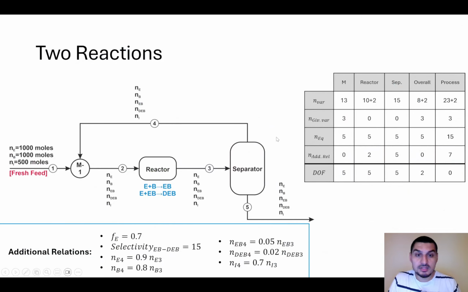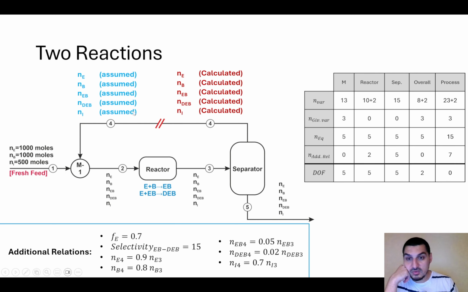So I'll go back to the slides, and the way we are going to do this here is by tearing. And tearing, as we said, we are going to tear stream number 4 into 2 streams, one assumed and one calculated, and we will assume these 5 components, and then we are going to feed them to the mixer, and then the mixer needs 5 information, so it's solvable. Now we have 5 information given to the reactor, which needs 5 information, so the reactor is solvable. We can give 5 information to the separator, which needs 5 information, so the separator is solvable. Now we can calculate stream 4 again, and we can compare the assumed and calculated, and do more iterations until it converges. So this is the plan that we are going to do.